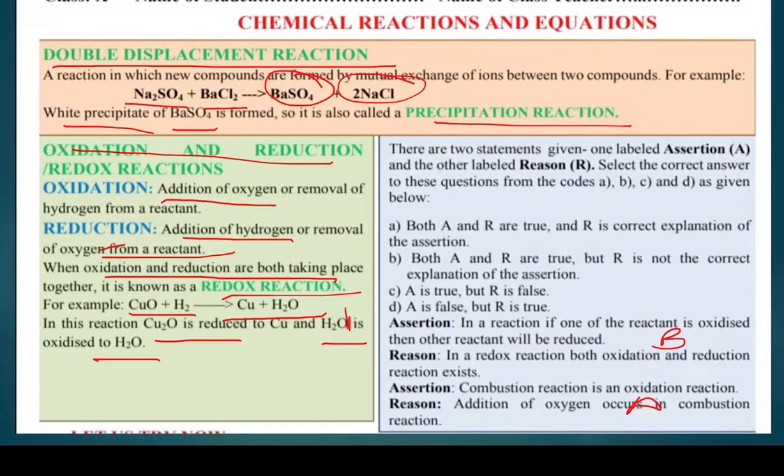So this seems to be the complete statement when we add a conjunction to it. But in the first case, in a reaction, if one of the reactants is oxidized then the other will be reduced, because in a redox reaction both oxidation and reduction occur. This doesn't fulfil it.